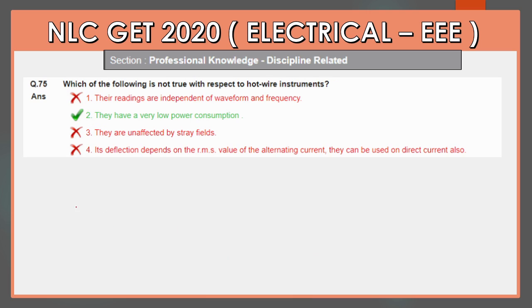Next question, it is asking which of the following is not true with respect to hot wire instrument. This is also a very direct question. So the second option is right. It's not correct. They have very low power consumption. Why it is not correct? Because the hot wire instruments are known for very high power consumption. So it is not true that they have a very low power consumption. So the second option is incorrect or false statement.